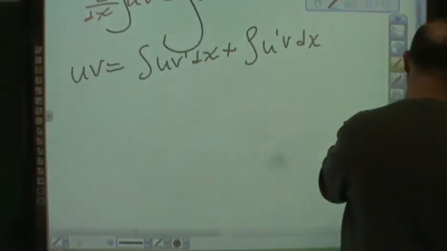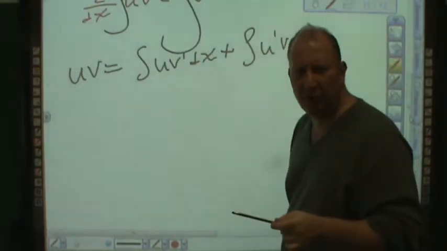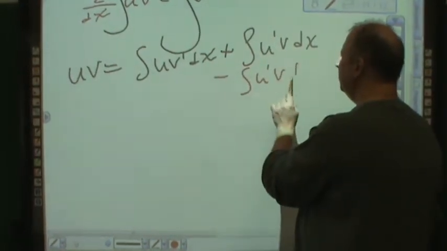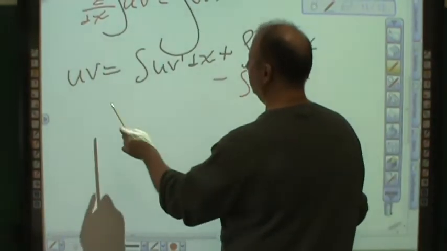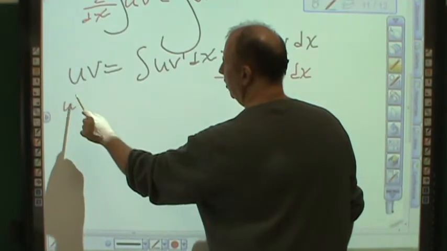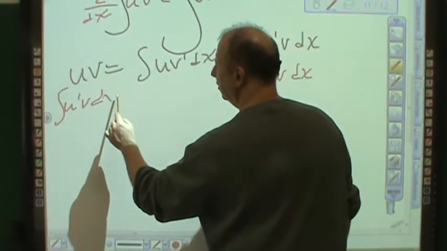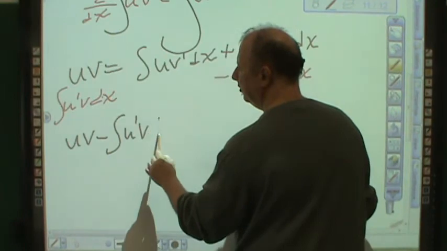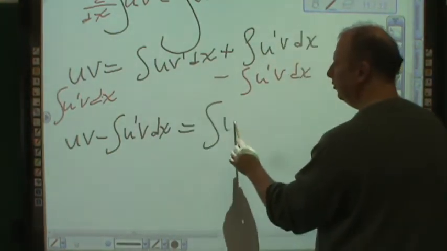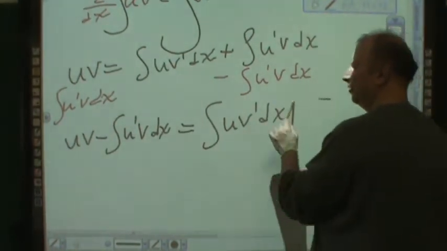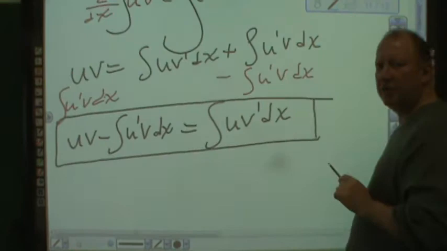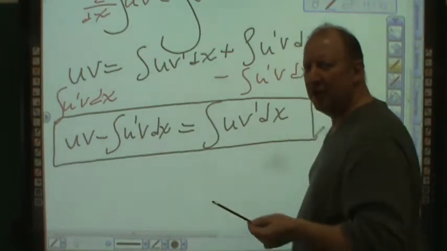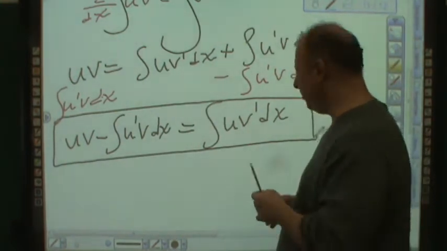And if we use our skills from Algebra 1, whatever you do to one side of the equation, you have to do to the other. So let's look at what I can do here. If I subtract the integral of u prime v dx from this side, and I subtract u prime v from this side, I can say now uv minus the integral of u prime v is equal to the integral of u v prime dx. This is how we integrate by parts. Now let's go through one or two simple examples to show you how this works. And there's some really cool proofs that we can do with this.